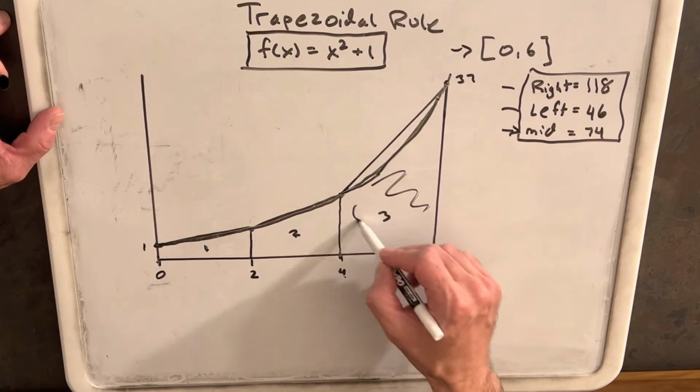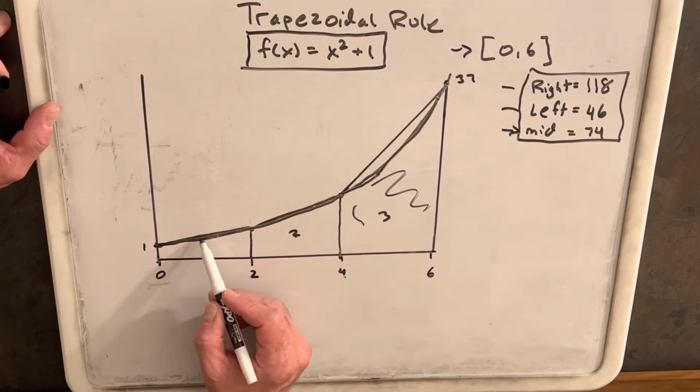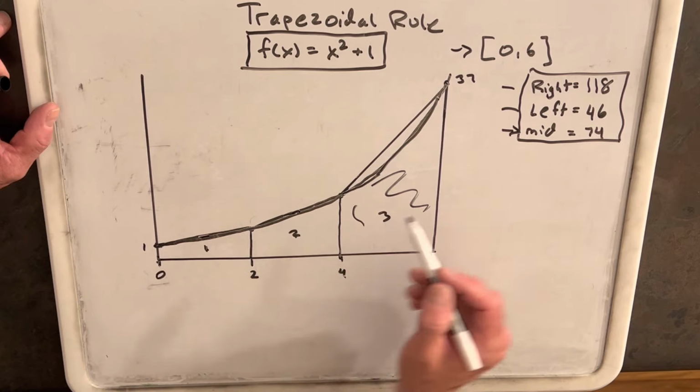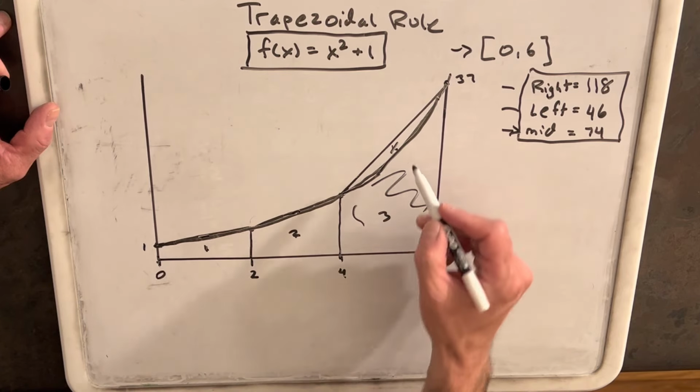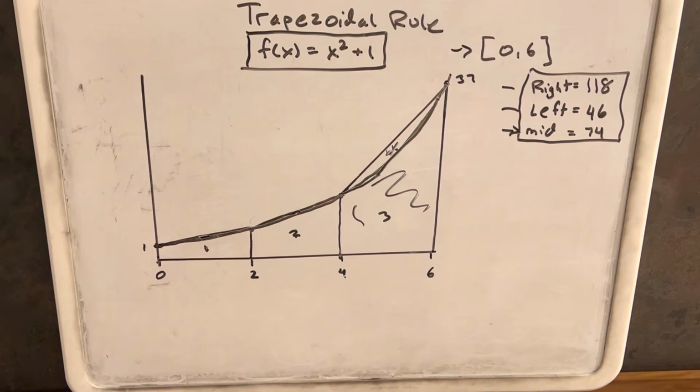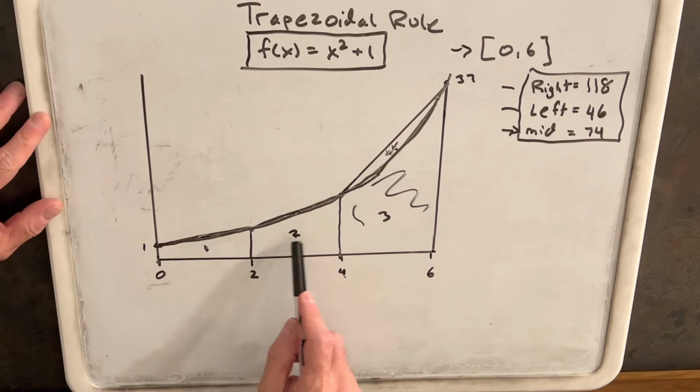But you can see that this is going to be a pretty good estimate, because we're maybe overestimating a little bit here and a little bit here, but it's not too bad. So this will probably be a pretty good estimate for the area under the curve. Let's get started to find the area of these three trapezoids.